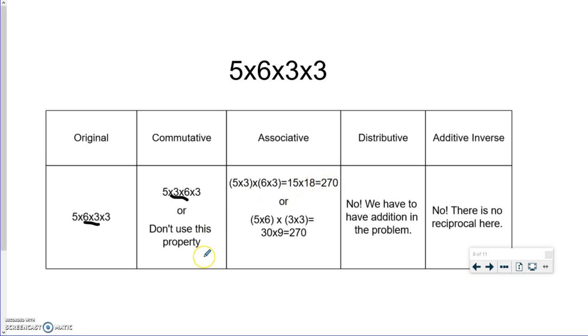Or, if I don't use the commutative property, I can jump straight to the associative property and just regroup these numbers together. And I know 5 times 6 is 30, and 3 times 3 is 9. And 9 times 3 is 27. And then I want 10 times more than that, so I'll get 270.